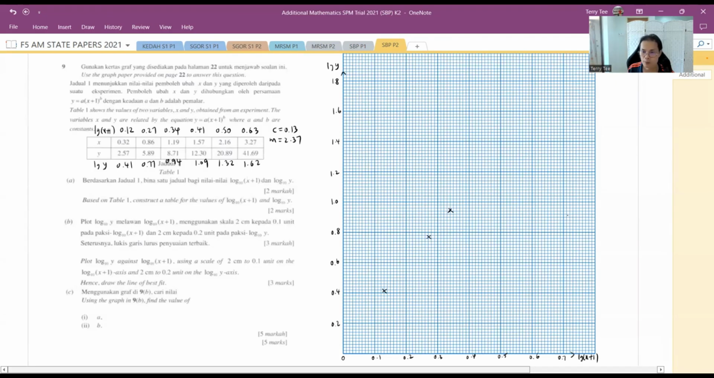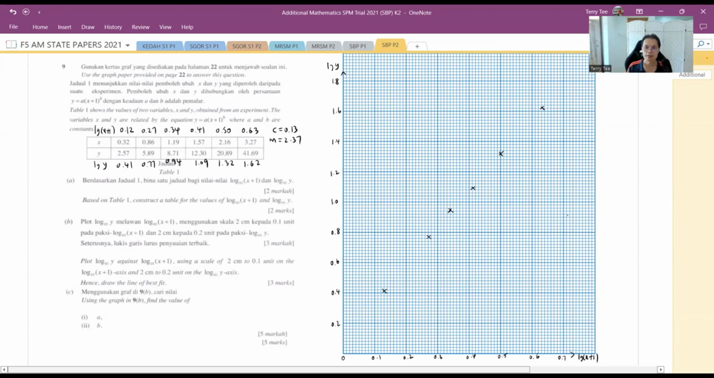Next one, 0.41, 1.09. 1.09 is close to 1.1, so it's around here. Now next, 0.5 and 1.32. 1.3 is here, 1.32. And lastly, 0.63, 1.62.